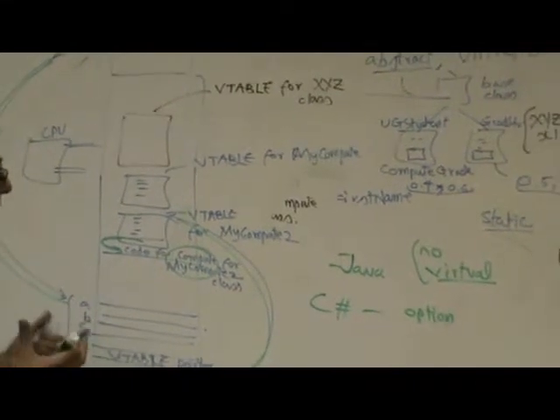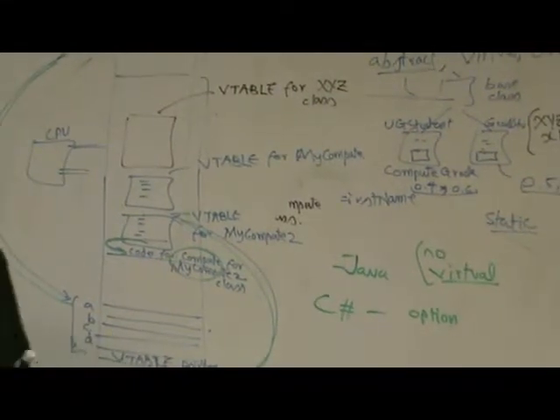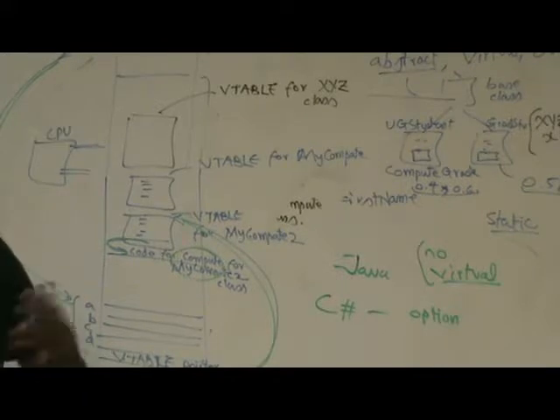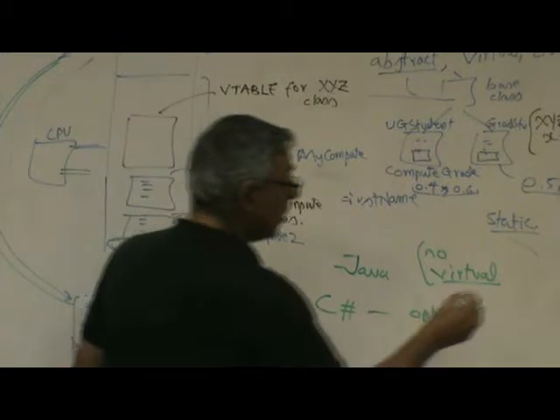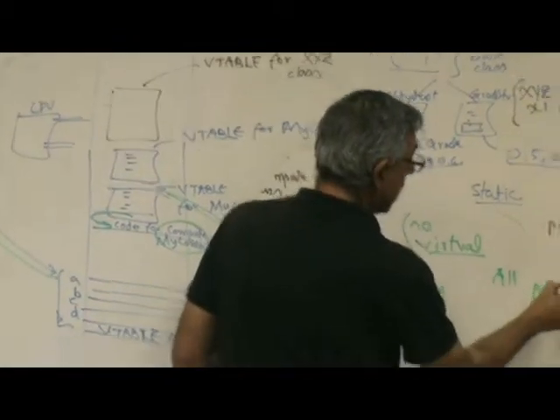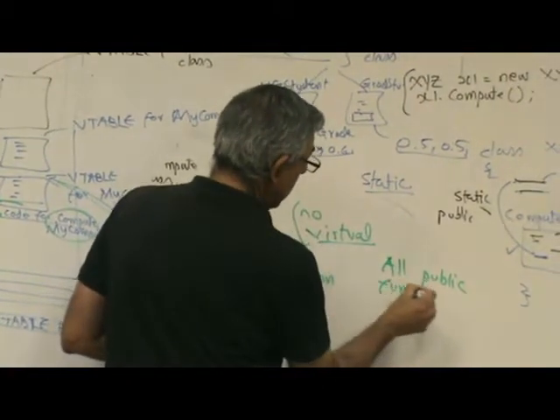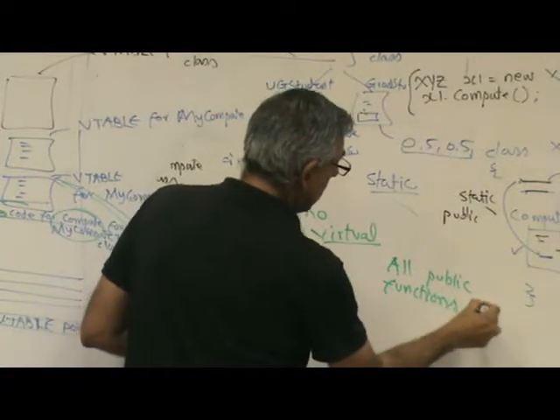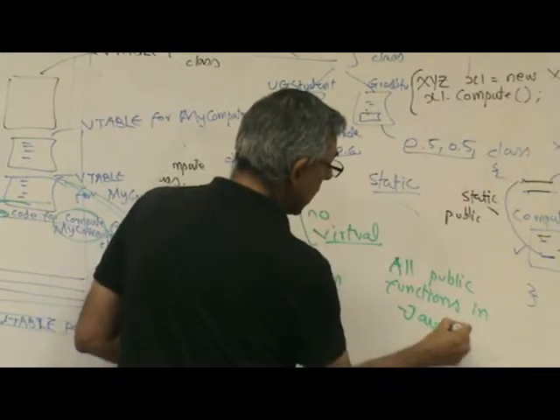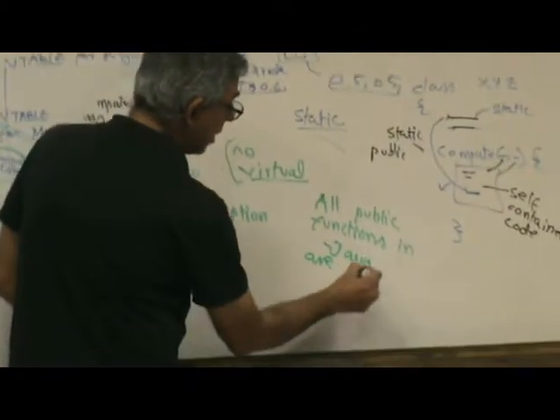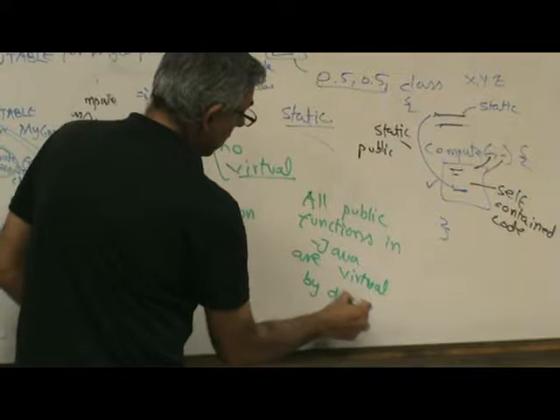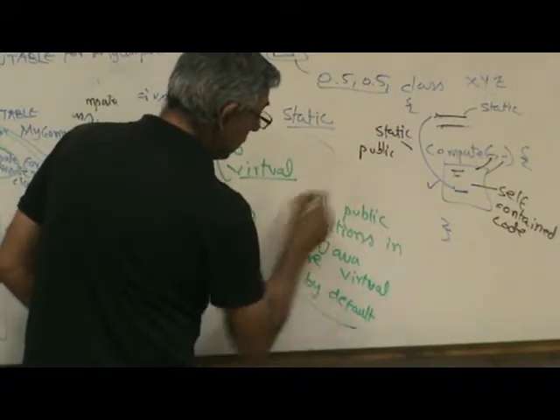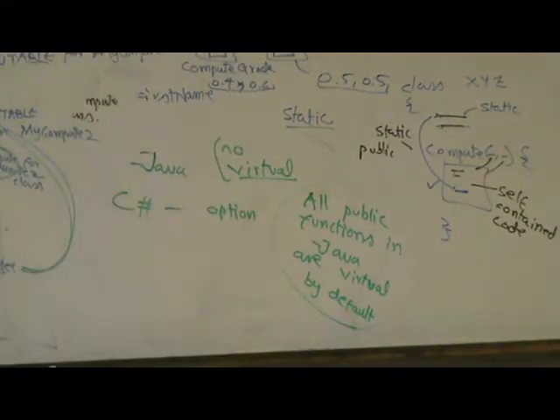When Java was created, the designers of Java thought, let's not confuse the programmer. Let's make programmers' lives easy, so all public functions in Java are virtual by default. So if you create a class and write a public function, it is virtual. That means every time you make a function call in Java, it will go through the vtable.